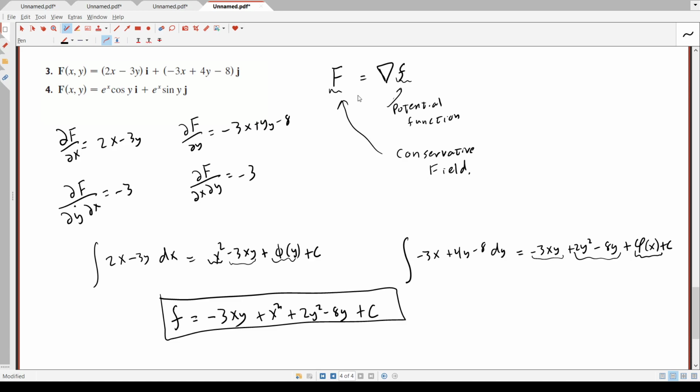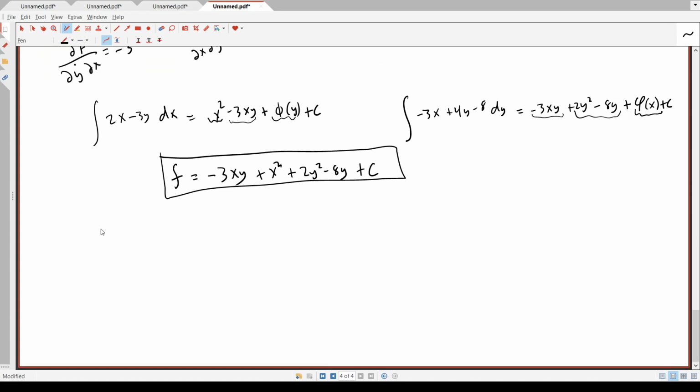Okay, so we say it's a conservative field when we can write it as the gradient of something else, as the gradient of some potential function. Okay, I'll do one more. So that's e to the x cosine y and e to the x sine y. So I have F equals e to the x cosine y i plus e to the x sine y j. So again, I do the same thing.